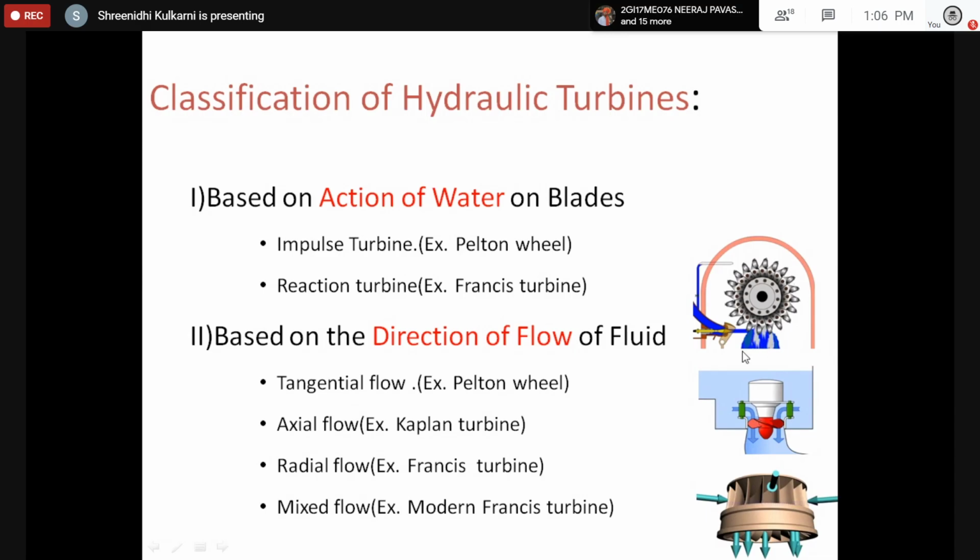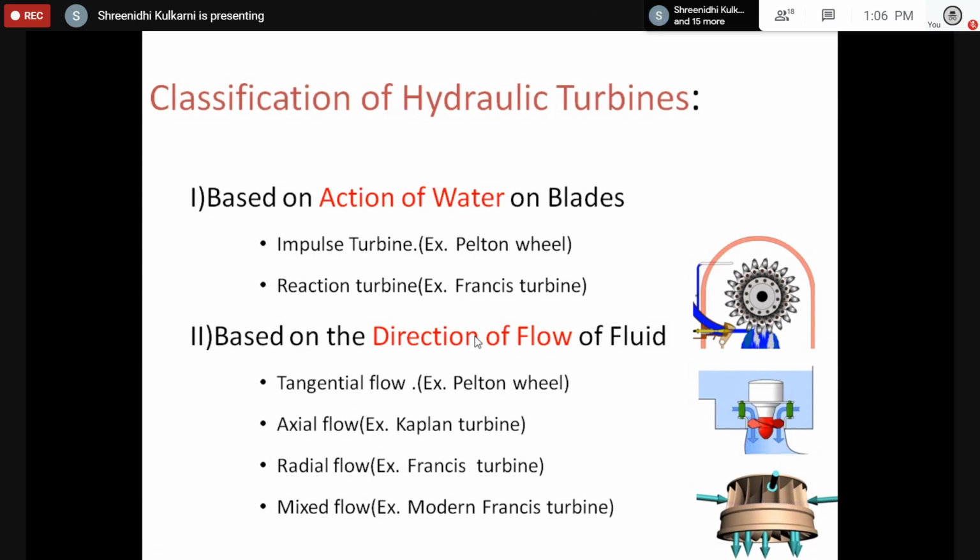The example for the impulse turbine is the Pelton wheel. Coming to the reaction turbine, I gave the example of a balloon, and one more is a lawn sprinkler. In the reaction turbine, the nozzle is completely absent.